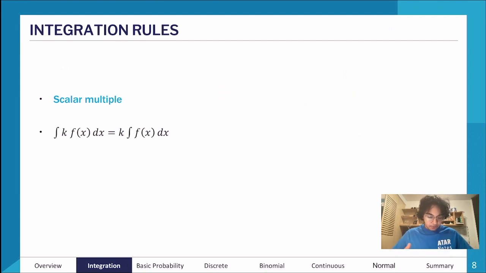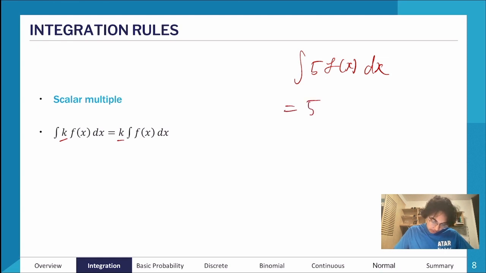Okay, so one rule with integration is that if I'm taking an integral and multiplying it by some constant, represented by k in this case, that constant can just be dragged out to the front. What do I mean by that? If I've got the integral of 5 times f of x, it doesn't really matter what it is, it could be x squared, that's the same as 5 times the integral of f of x with respect to x.